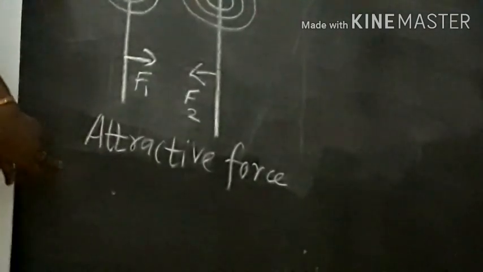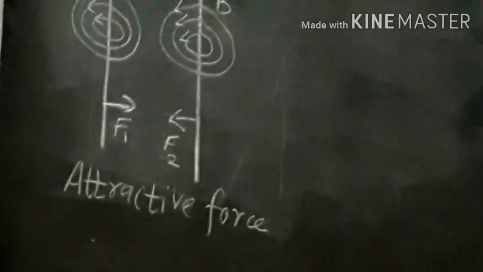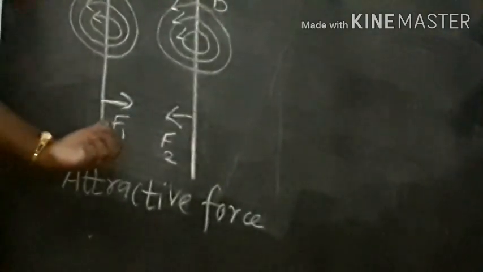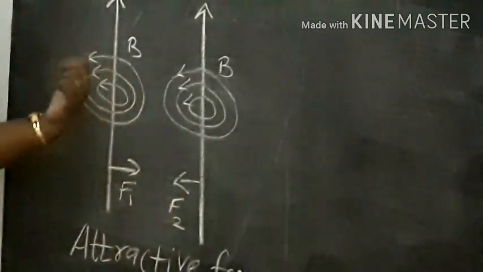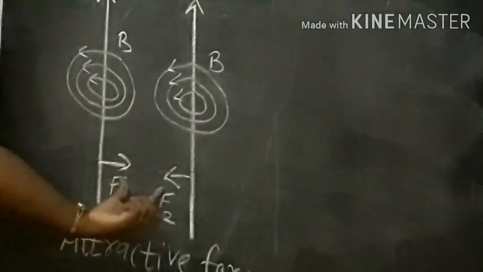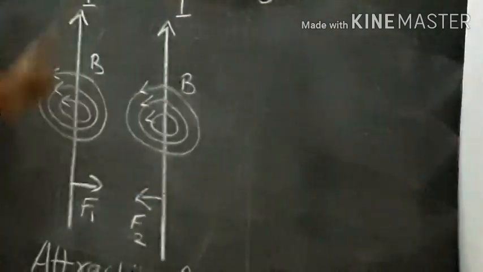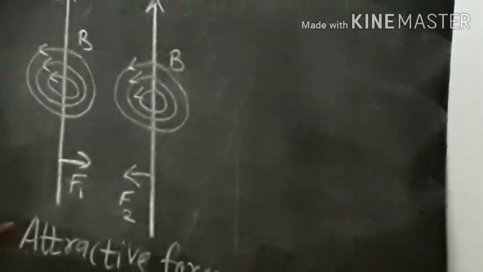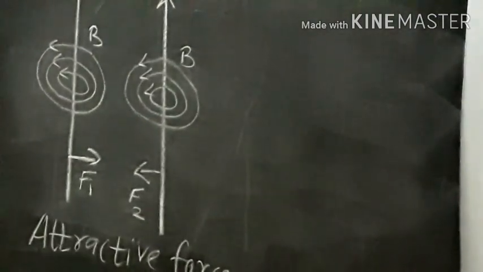The force is an attractive force, and the direction of the force can be found by Fleming's left hand rule. That is, the force is in the opposite direction. F1 is the force created by the magnetic field in this conductor, and F2 is the force created by the magnetic field in this conductor, and they are in the opposite direction. So there will be an attractive force as the current is in the same direction. The magnitude of the force will be the same, but the direction of the force is opposite.